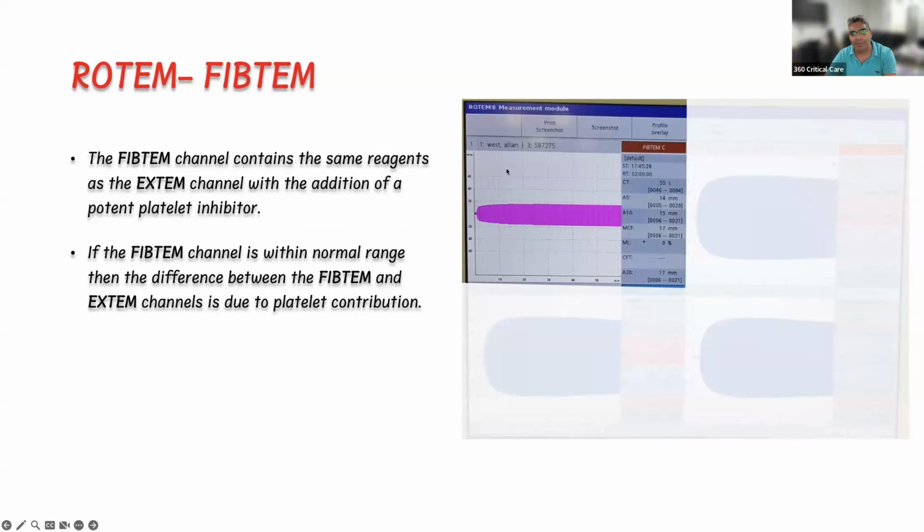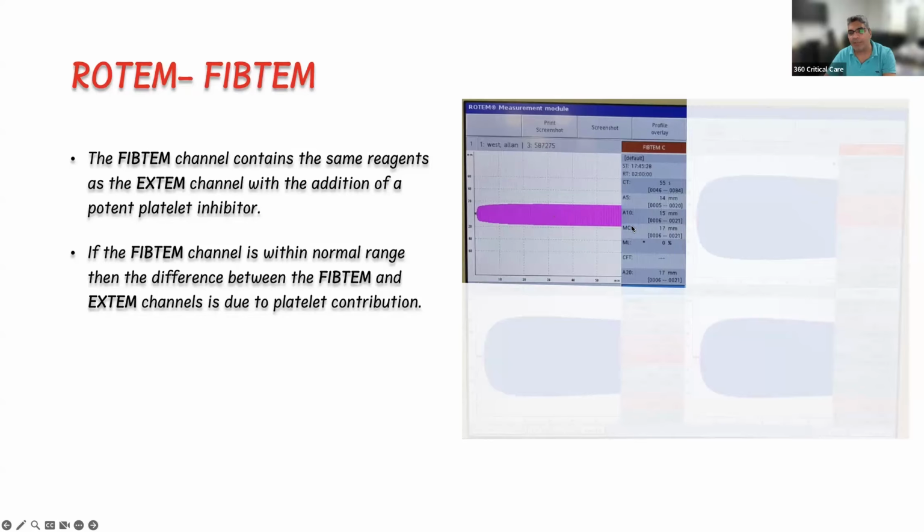The next one is FIBTEM, or the fibrinogen channel. So the FIBTEM channel contains the same reagent as EXTEM, but in addition to that, it inhibits the platelets. So the platelet effects are neutralized here, and whatever you see in this channel is because of fibrinogen. So FIBTEM looks at the effect of fibrinogen. So if the FIBTEM channel is within normal range, then you need to look at the difference between FIBTEM and the EXTEM, because as I said, the EXTEM measures both fibrinogen and platelets. The FIBTEM measures only the fibrinogen effect.